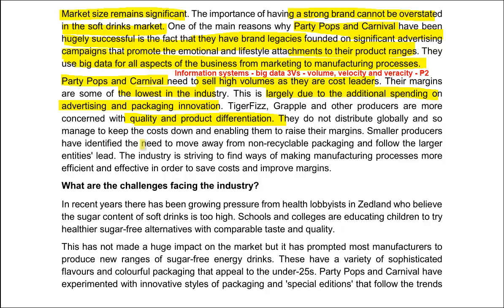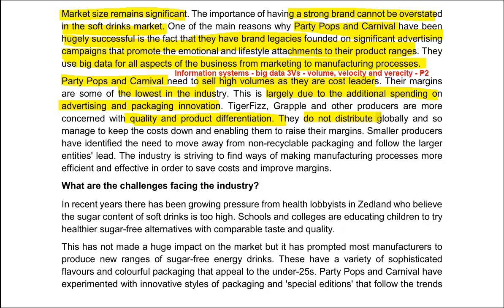If we think about our SWOT, we can place this in opportunity for Grapple to use an IPO to acquire Tiger Fizz, amplify that quality and product differentiation strategy, and then turn that into happy investors that keep on pushing money into the business for further and further growth.